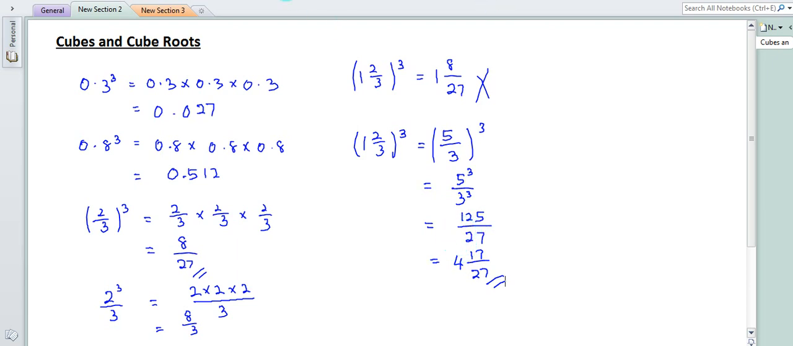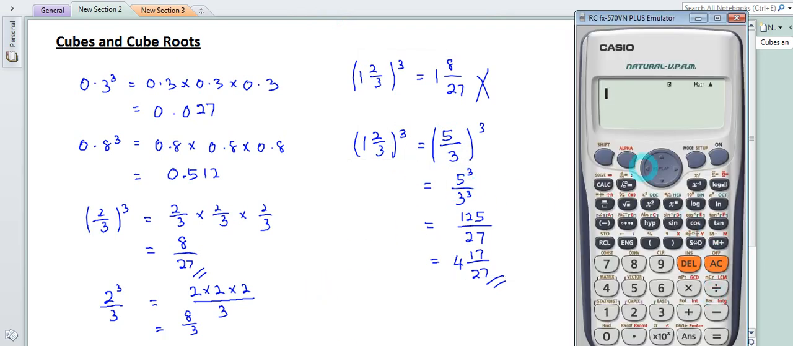Okay, let me show you how to actually use a calculator to do this part. You want to key in 1 and 2 over 3, right? So put a bracket here. Now you have a mixed number. If you want to key in a mixed number, you need to press the yellow color one. You have to press shift first. Press this one. So you have the template for the mixed number.